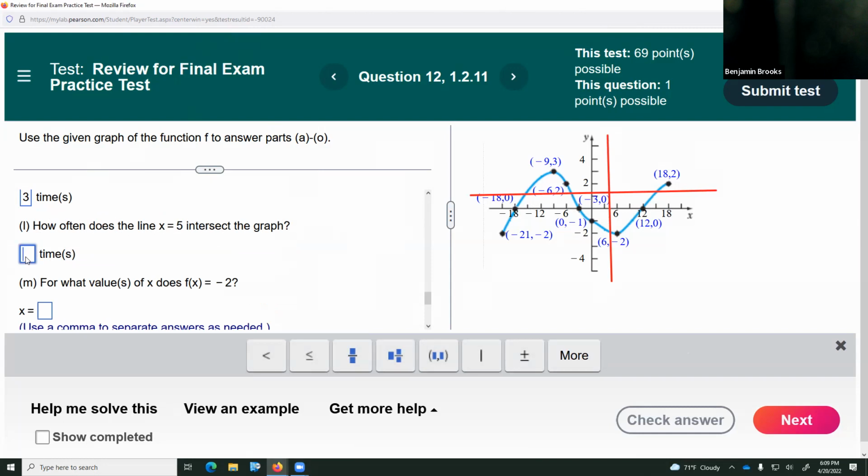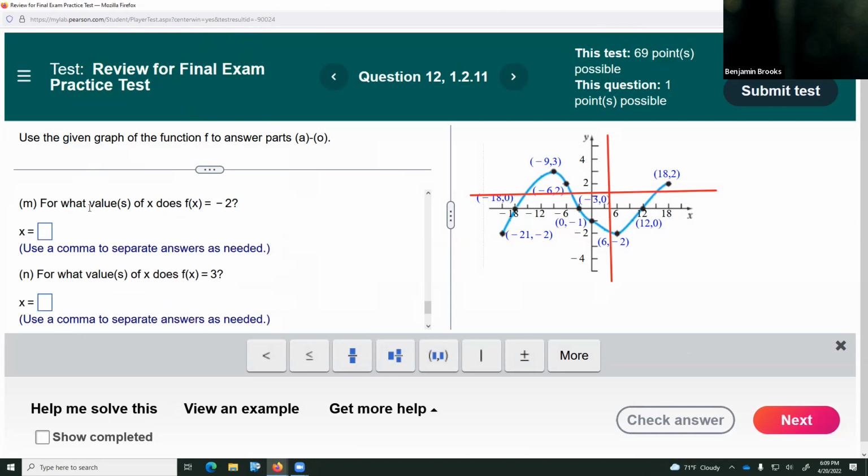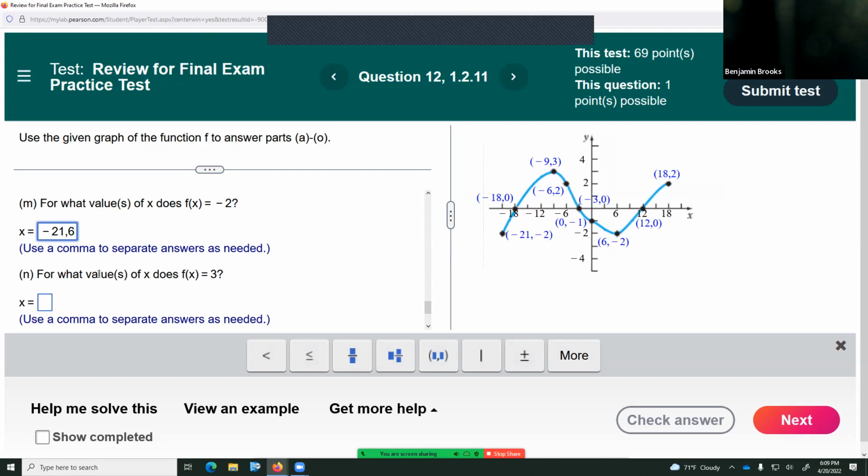At some point, don't you need to start another question? All right, for what values of x does f of x equal -2? Okay, well, it's at 2 different values, at -21 and at 6. Those are the 2 spots where your y value, your output, is -2. And f(x) is at 3, that's only 1, -9.